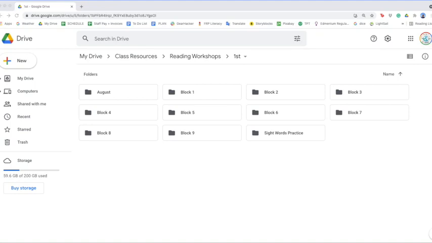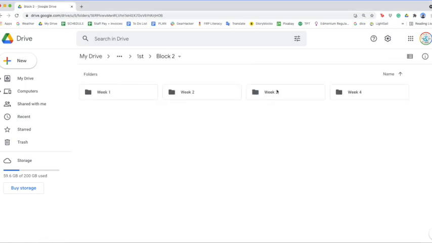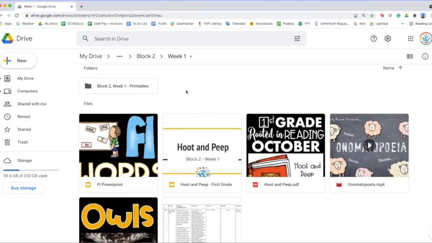All right, so these are the files I have for my first grade reading class. There are 10 blocks, including August. Let's look at block 2, week 1. So you can see here, I've got my planner.